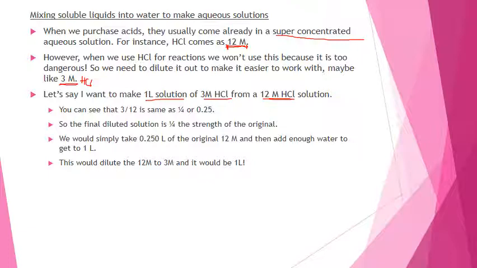Specifically, let's say I want to make 1 liter of 3 molar from 12 molar. And let's say I have a 20 liter barrel of 12 molar. Hopefully you see that I want to dilute the solution. I want to dilute 12 to 3, so I'm going to dilute it by 1/4. So my final solution is going to have a strength, well, strength is actually the wrong word, concentration, that's 1/4 of my original.